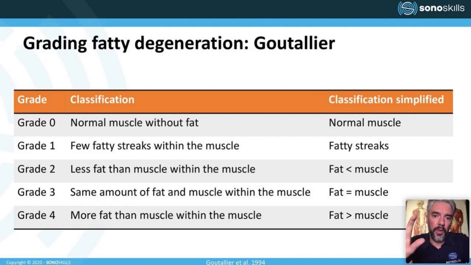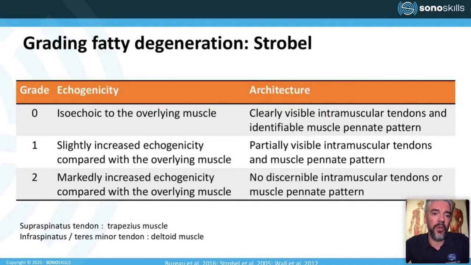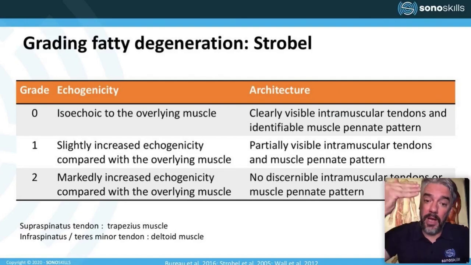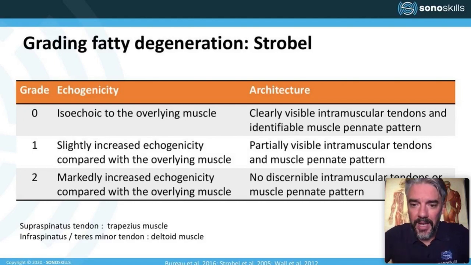So again, you can use different classification models. There is the Goutallier classification, but I always use this one, the Strobel classification. What we actually do is look at 2 points, 2 checks. If we're scanning the supraspinatus muscle, first, how is the echogenicity? Is the echogenicity the same as the overlying muscle? In case of the supraspinatus, the overlying muscle is the trapezius muscle. In case of the infraspinatus and teres minor, this is the deltoid muscle.